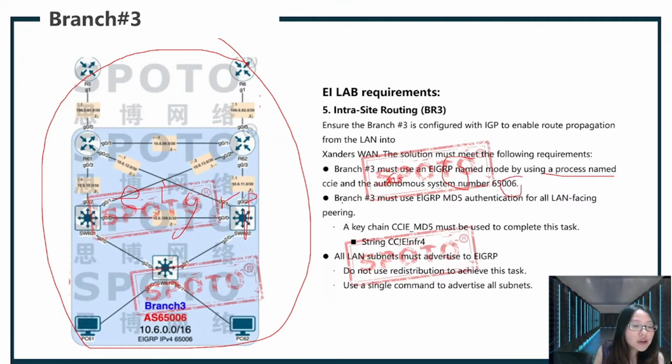Okay, Branch 3 must use EIGRP MD5 authentication. So we need to use the EIGRP authentication for all WAN-facing peering. And this is the key chain. And all subnets must be advertised to EIGRP. Don't use redistribution. Use a single command to advertise all subnets.